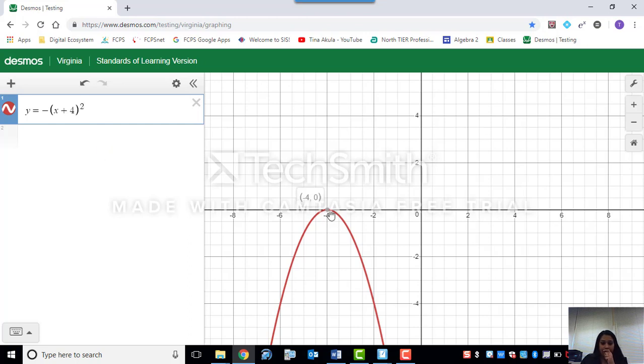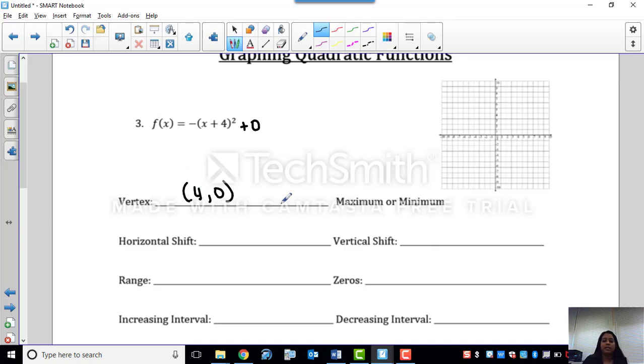Okay, and my vertex, let me click on it. Negative 4, 0. Is that what I said? I didn't say that. I said positive. Because I saw the positive 4, but just remember that you have to take the opposite sign. I did not do that on purpose. That was an honest mistake. So it looks like this. It opens down, which means that it has a maximum point.